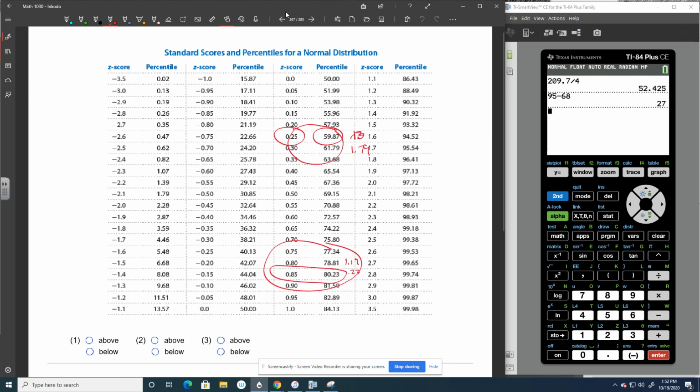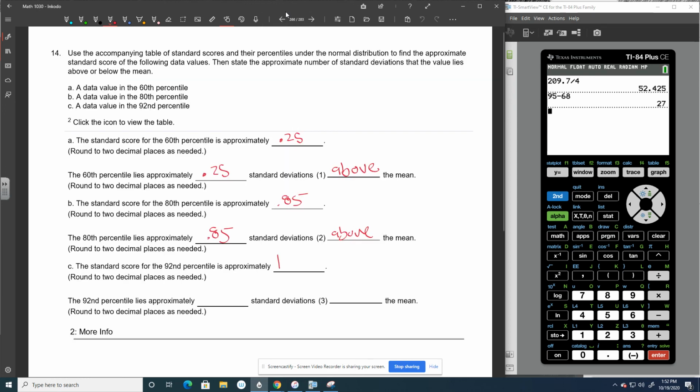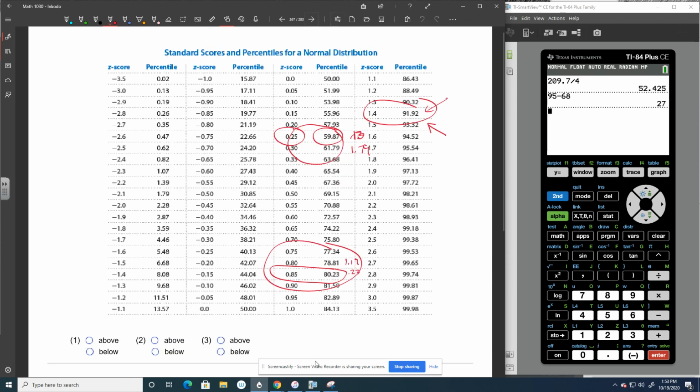So I'm looking for what's close to 92. 91.92 and 93.32, but 91.92 is definitely closest. So my z-score is 1.4. So I would say 1.4, which means I am 1.4 standard deviations above the mean. Because again, it's a positive 1.4.